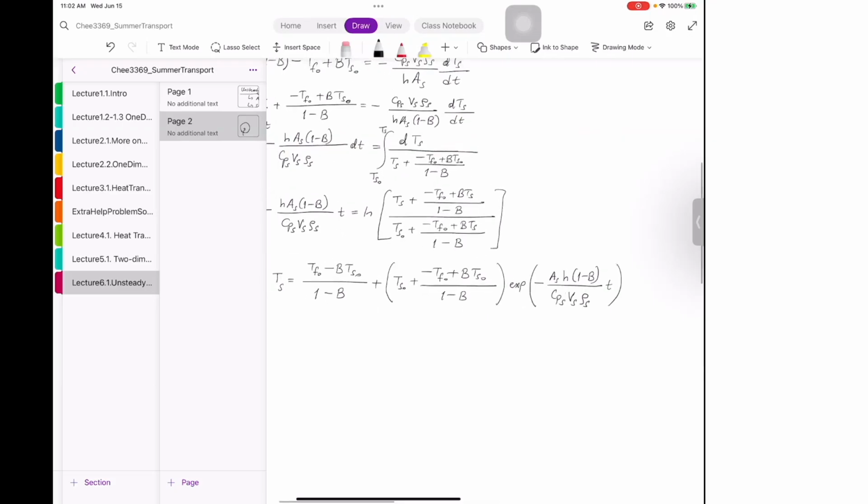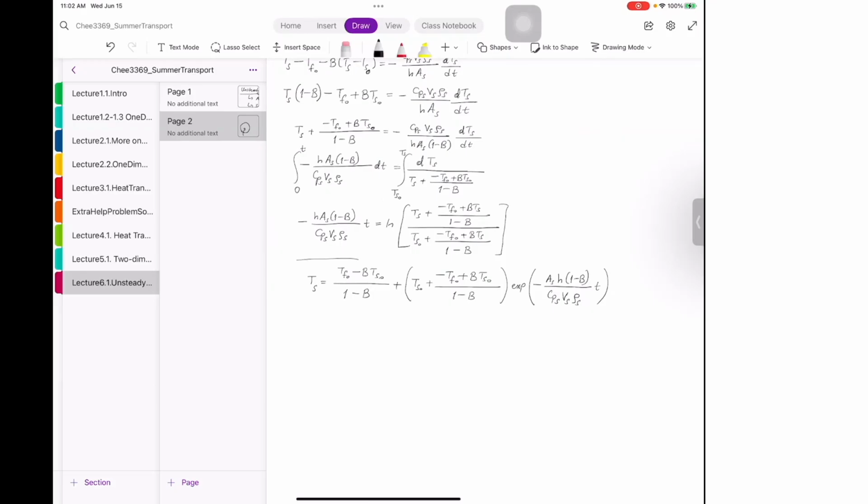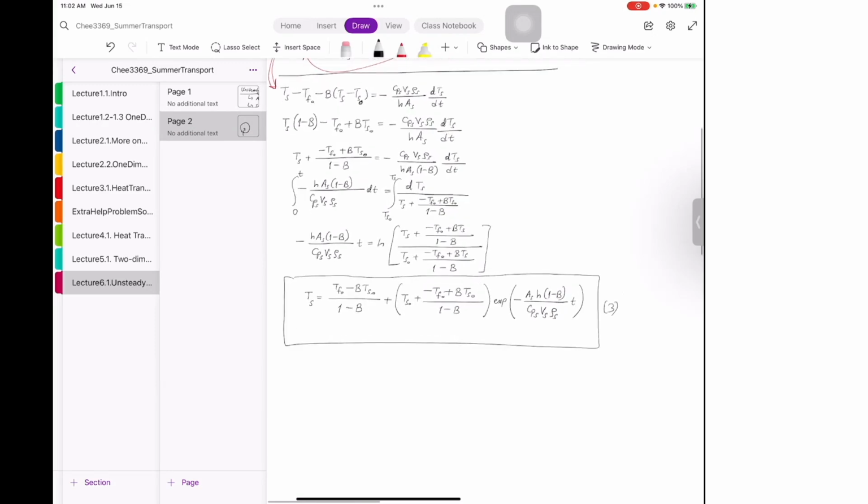There you go. So this is the temperature profile. Do you have any questions so far? Let's call this equation 3. Okay, so we're going to talk more about this, and we're going to make sense of the formula by considering the special cases and dimensional analysis and all that.